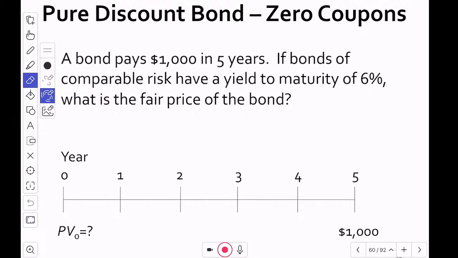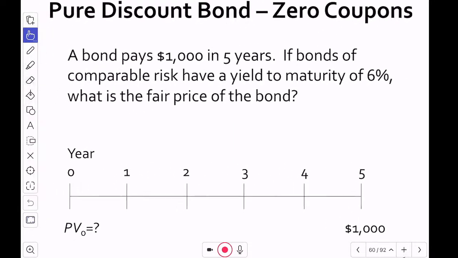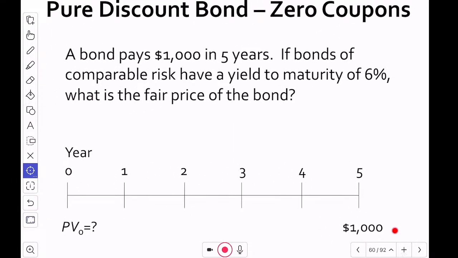This is the lump sum here to be received in 5 years. So we know how to deal with that. Now, textbooks often use different notation for bonds, and I don't. I just don't think it's necessary, because we already have the notation. It's the same formula that we've always been using. This one pays $1,000 in 5 years.